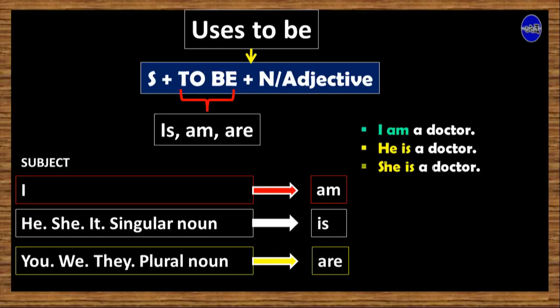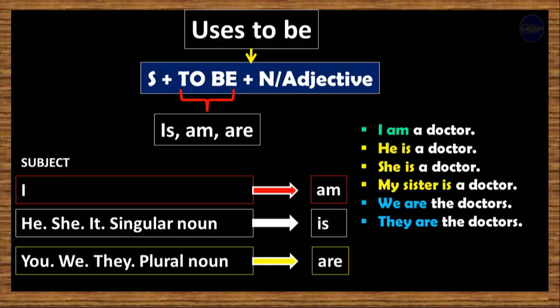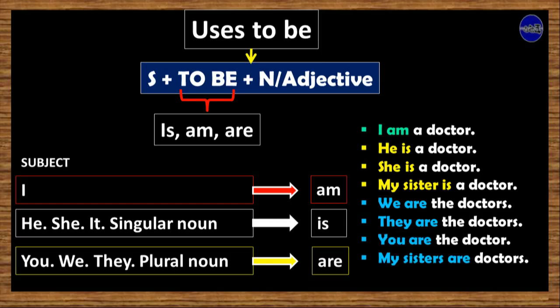He is a doctor. She is a doctor. My sister is a doctor. We are the doctors. They are the doctors. You are the doctor. My sisters are doctors.